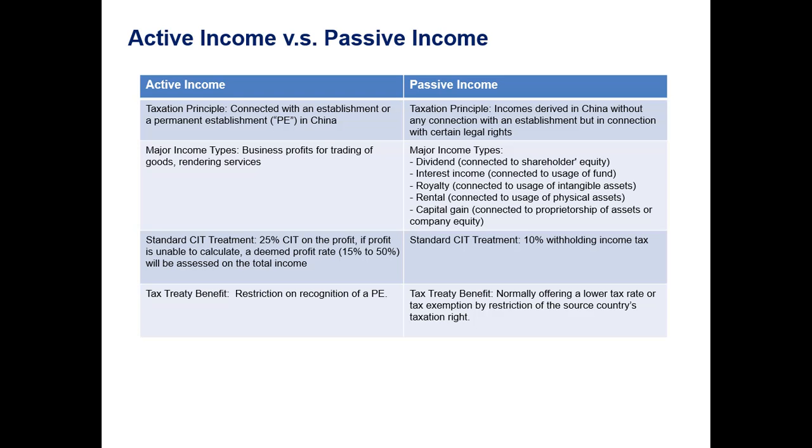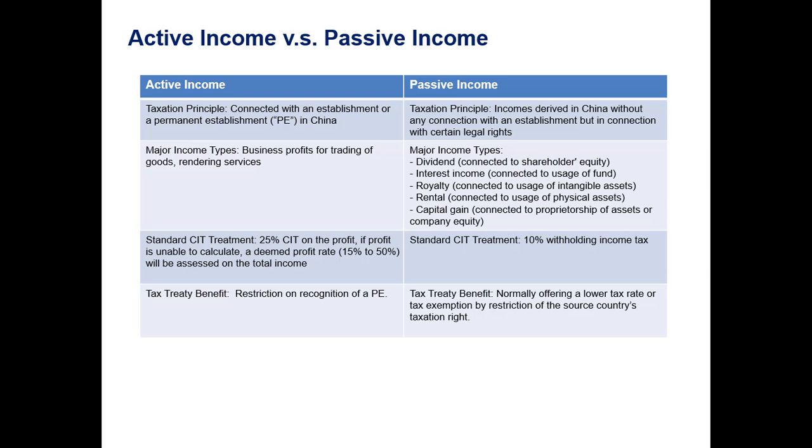So basically, we see that these major types of passive income have close connection with certain legal rights, and don't have close connection with active services. That's the key factor, and due to this, it does not depend on whether the non-resident has an establishment or permanent establishment in China. So on the taxation principle for passive income, the tax authority will not assess whether you have a PE in China, but instead will assess whether you have Chinese source of income, this kind of passive income.